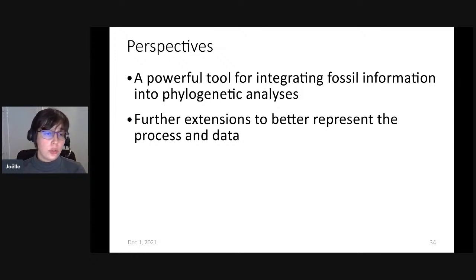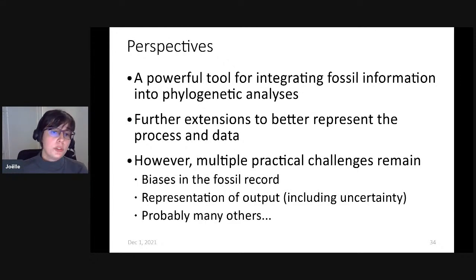And there are a lot of further extensions that are in the works or have been developed to better account for both the process of evolution, but also for biases or uncertainty that are found in empirical data. However, there are multiple practical challenges that remain. I've presented some of them in this presentation. Obviously, I couldn't be exhaustive, but there are others that I haven't discussed.